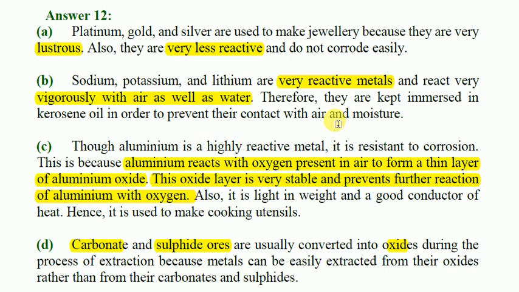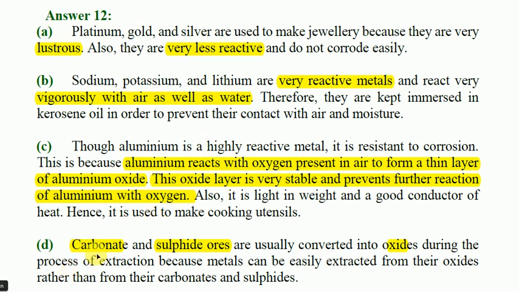Even though aluminum is a highly reactive metal, whenever aluminum reacts with oxygen, it forms an oxide layer. Once the oxide layer forms, it is very stable and prevents further reaction of the aluminum with oxygen, so further oxidation is prevented. Also, it is a good conductor of heat. That's the reason why aluminum vessels are used in our daily life.